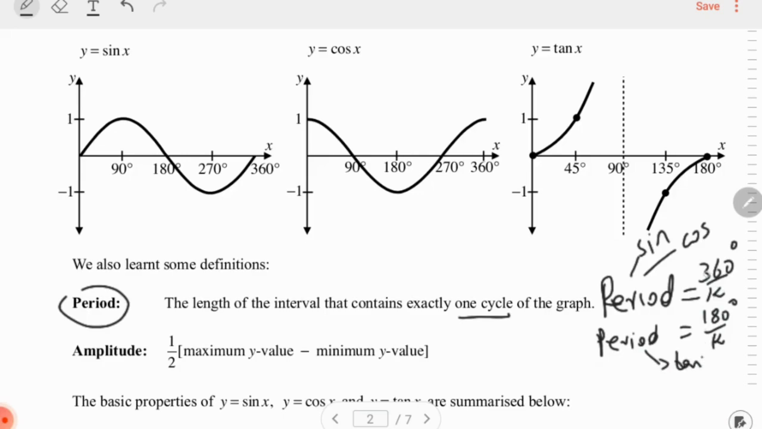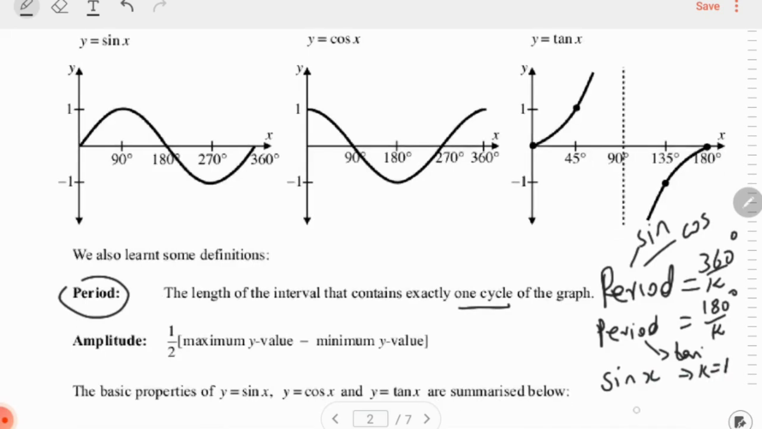What is this k? That is the coefficient of your angle. So if you have sine of x, the coefficient there is 1, so k equals 1. What if you have cos of 2x? The coefficient of the angle x is 2, so here k is 2.